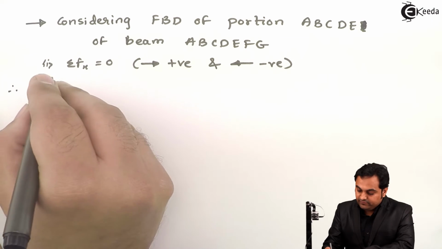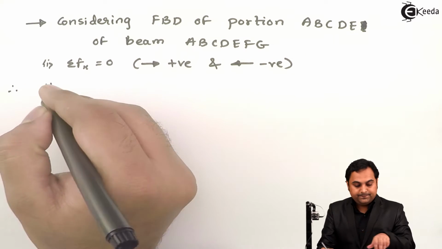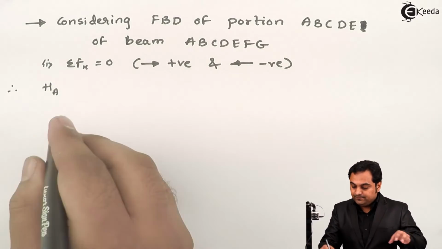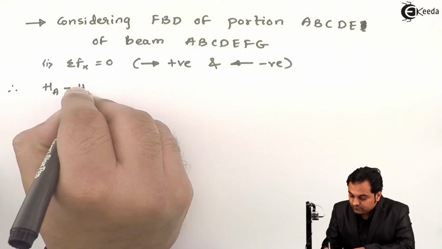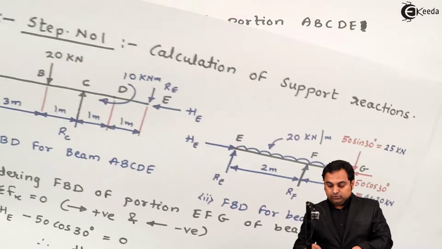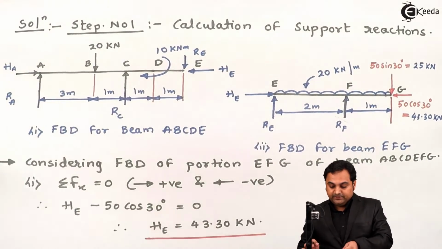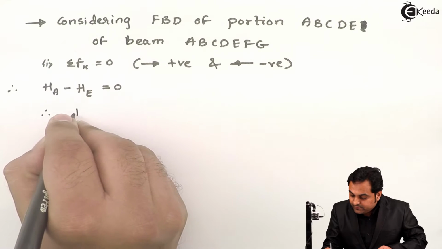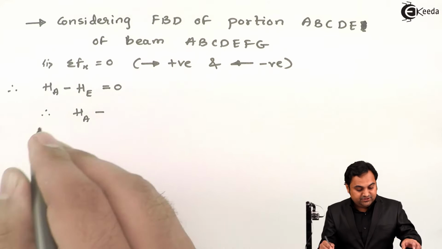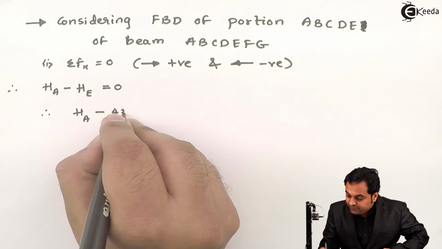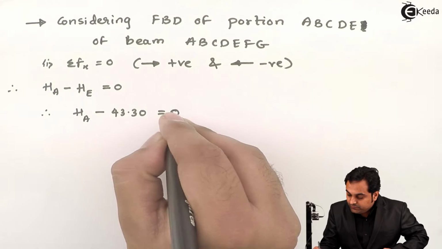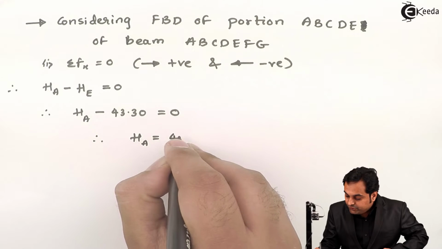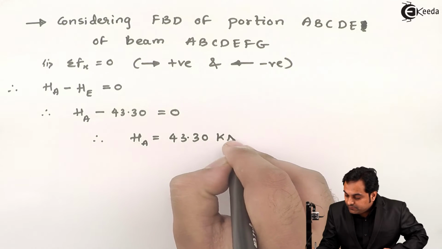So therefore we have HA acting towards right, HE acting towards left, so minus HE. Apart from this, no horizontal forces are present in this part, so this is equal to 0. Therefore HA minus HE, whose value is 43.30, is equal to 0. So therefore the horizontal reaction at A will be 43.30 kilonewton.